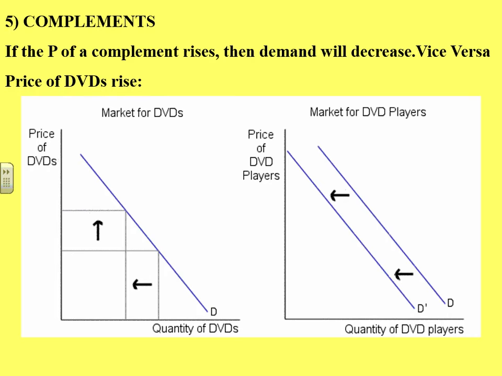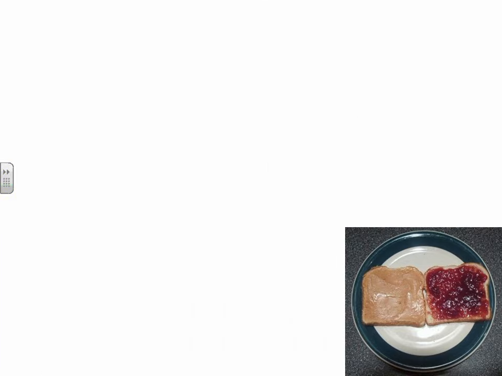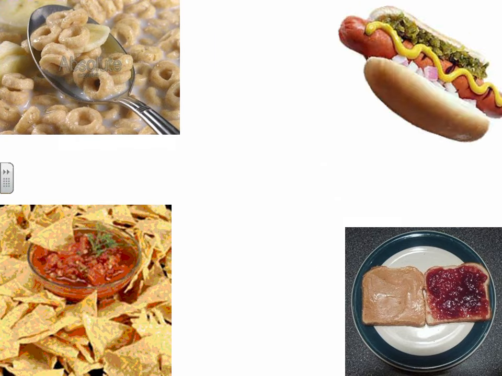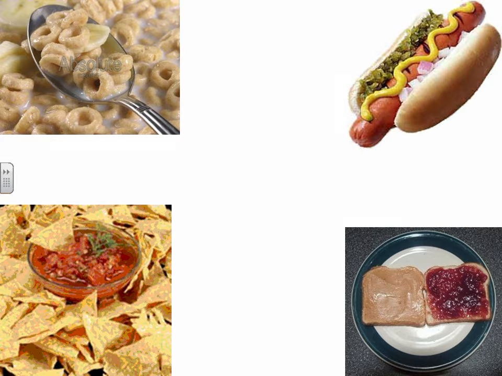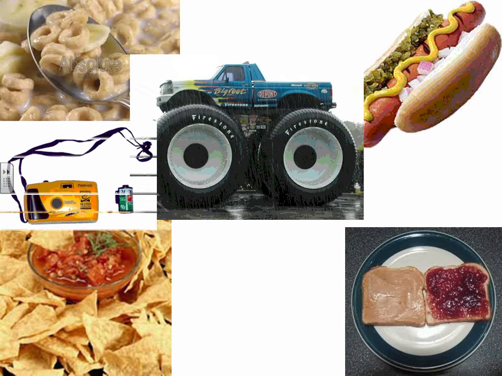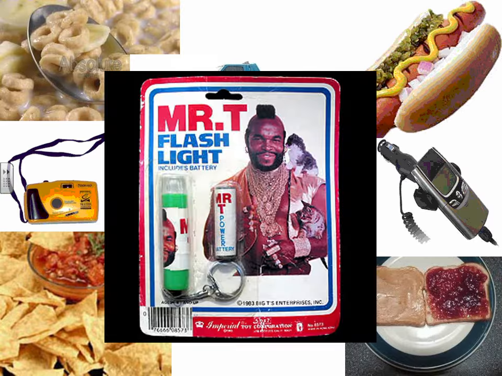Complements are things that go together. And so if the price of DVDs goes up, people would buy fewer DVDs. That would also affect the market for DVD players. And so complementary goods are things that go together like PB and jelly, cereal and milk, chips and salsa, hot dogs and relish and buns, and all kinds of things. Cameras and film.